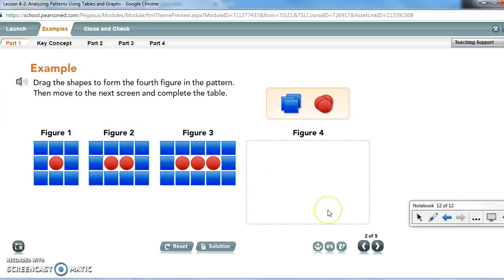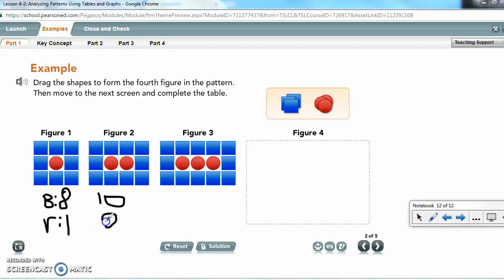Drag the shapes to form the fourth figure in the pattern. Then move to the next screen and complete the table. So for this one, there are 1, 2, 3, 4, 5, 6, 7, 8 blue squares and 1 red circle. Here we have 10 and 2. This next one, we have 3 and 12. So here we have 12 blue, and 3 red.